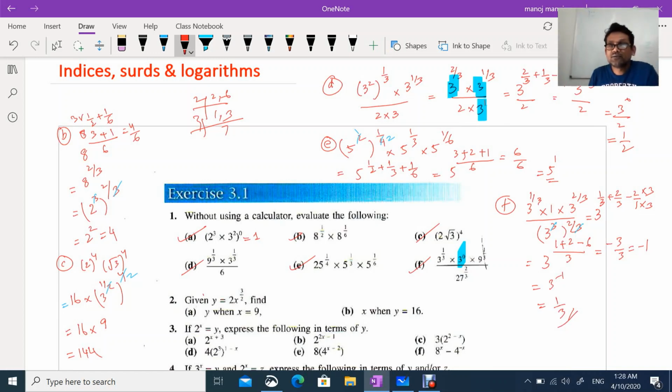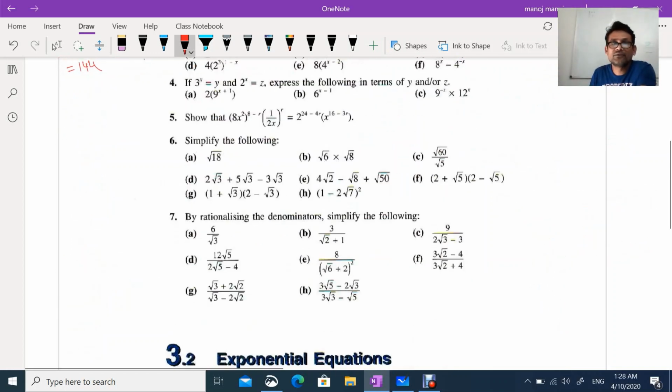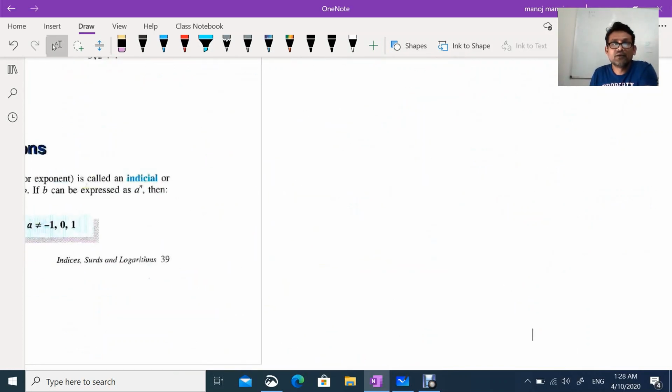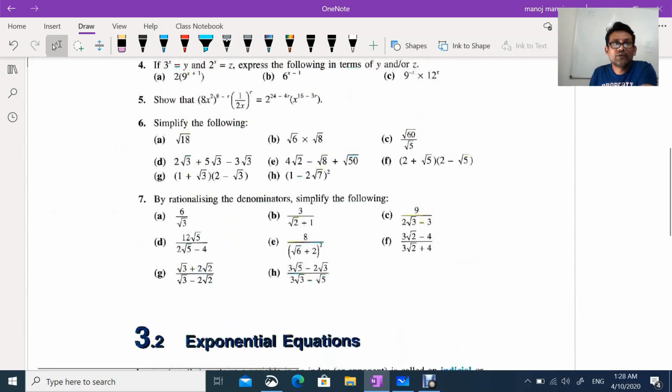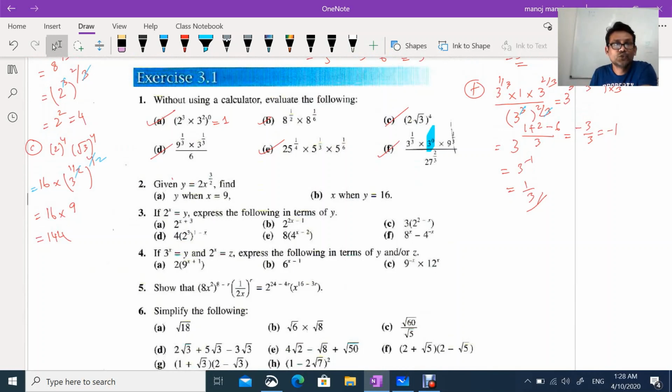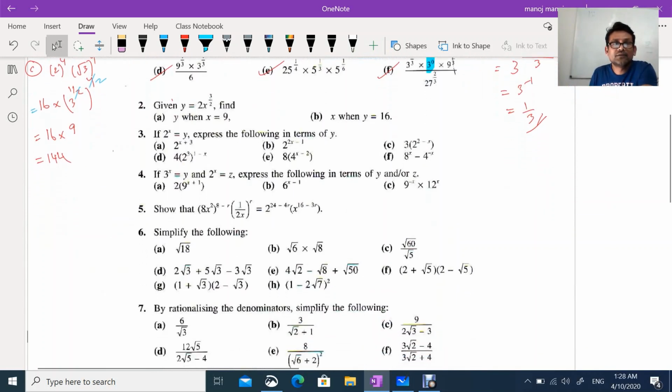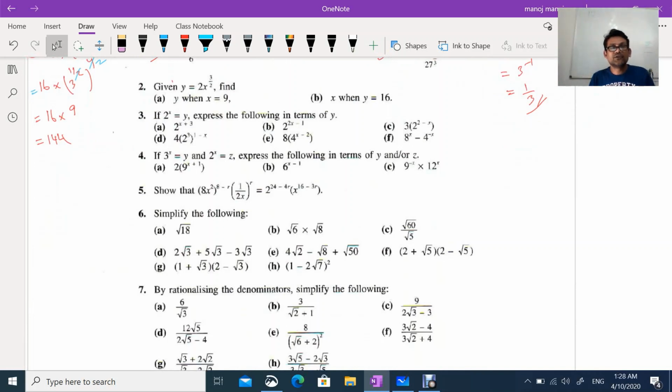After this, question number 1 is the example of how we can use indices here. Okay, I'm moving to question number 2. In examination we do not get this type of question, but this will help us see how we can use substitution. In question number 2, given that y is 2x power 3 upon 2, find y when x is 9. When x is 9, I have to put the value here.